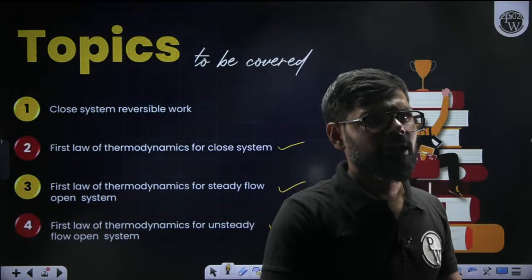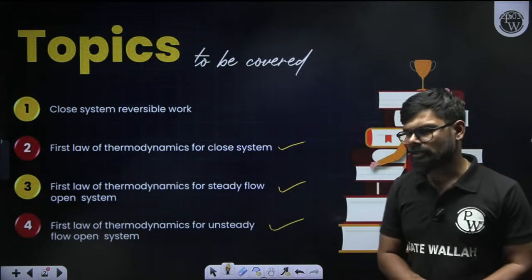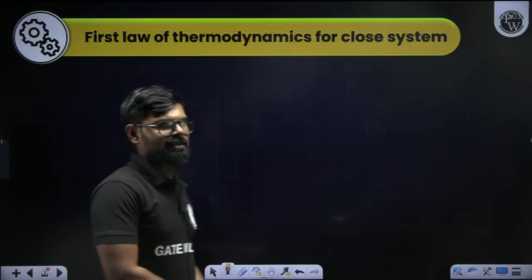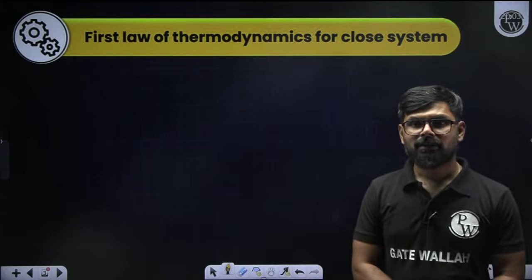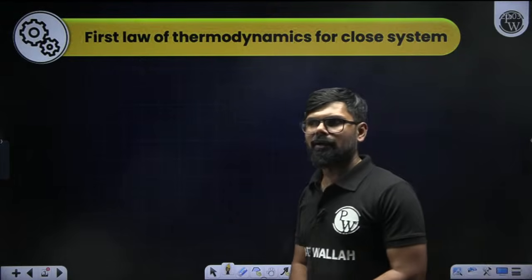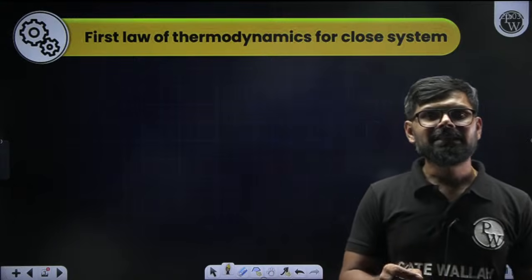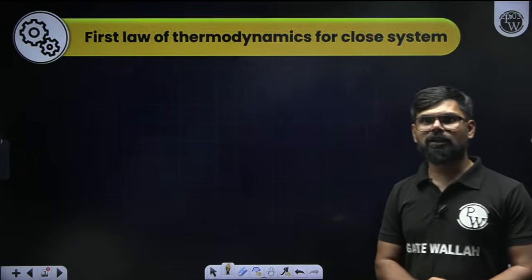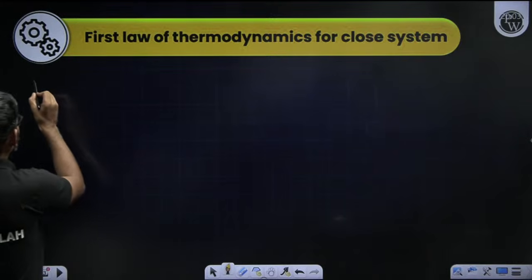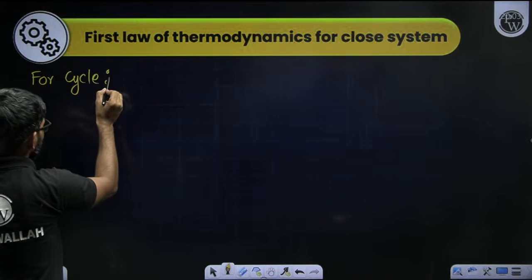So today we are going to start the first law of thermodynamics for a closed system. Okay, let's start. The first law of thermodynamics for a closed system was given by none other than Joule. Joule did a lot of experiments, and there is one very famous experiment, the paddle wheel experiment, and on the basis of this experiment he gave the first law of thermodynamics for a closed system undergoing a cycle.